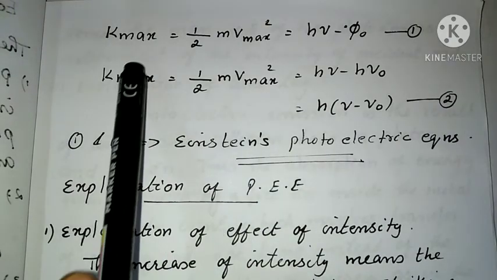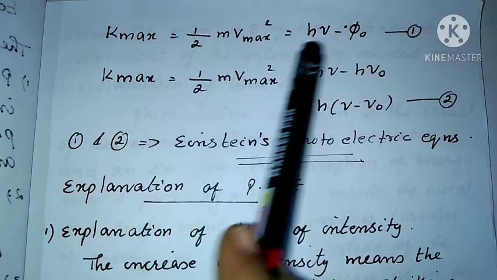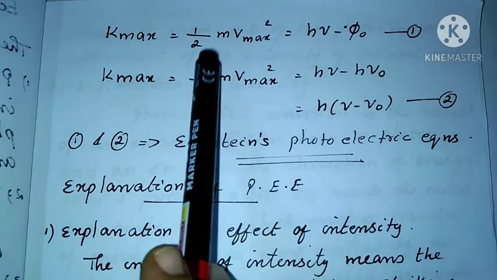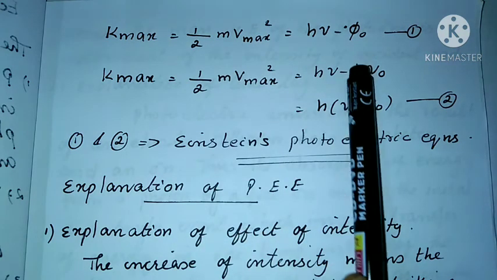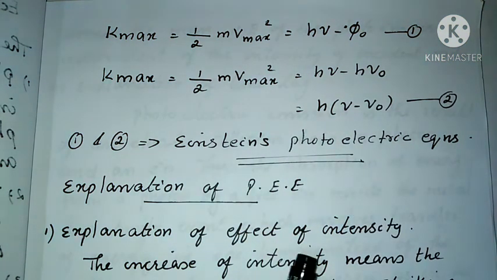So we can write K maximum equals h nu minus phi 0, that is, half m v maximum square equals h nu minus phi 0. That is equation number 1.